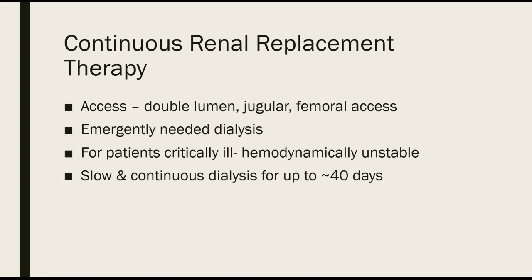So many of the critically ill patients will end up on a continuous dialysis to slowly pull fluid off and not do it in a way that creates a hemodynamically unstable situation. So that slow and steady kind of effect. Their access is usually a double lumen through the jugular, or they might have femoral access. And like I said, they might have it up to 30 to 40 days to filter the blood.